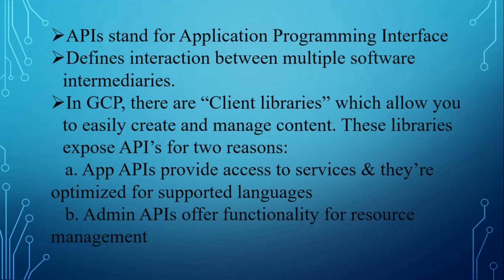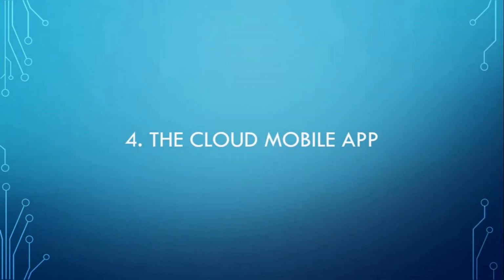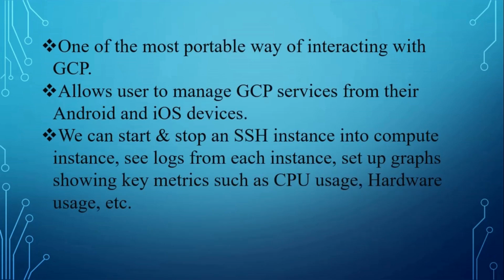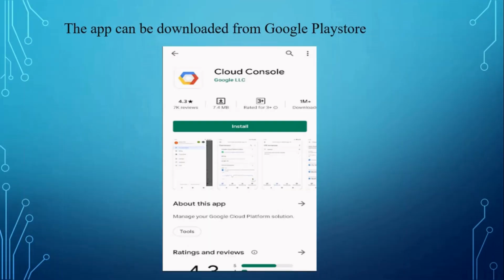Lastly, the Cloud mobile app. This is another way to interact with the GCP. It allows you to manage GCP services from your Android or your iOS device. You can start, stop and SSH into Compute Engine instances and see logs from each instance. You can set up customizable graphs showing key metrics such as CPU usage, network usage, etc. You can download this app from the Google Play Store as well as the App Store.